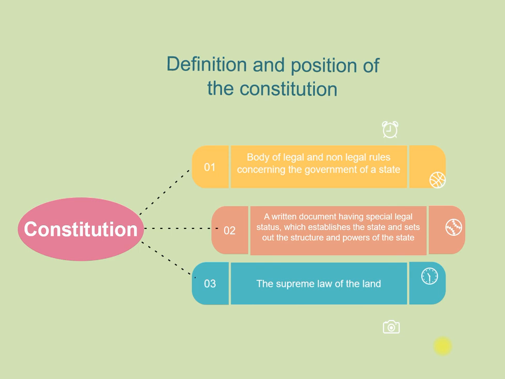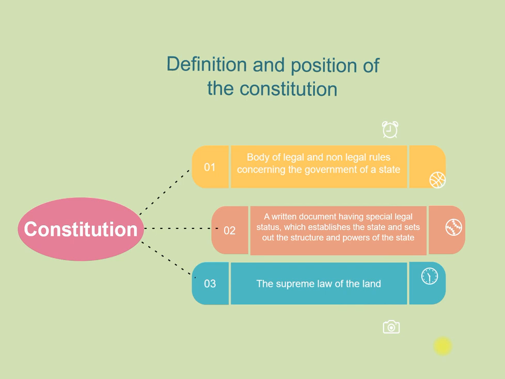The first type of written law is the federal constitution. Before we discuss the federal constitution, we have to understand what the constitution itself is. The constitution is a body of legal and non-legal rules concerning the government of a state. If you go to any part of the world, most states have their own constitutions. When talking about constitutions, normally they are written.